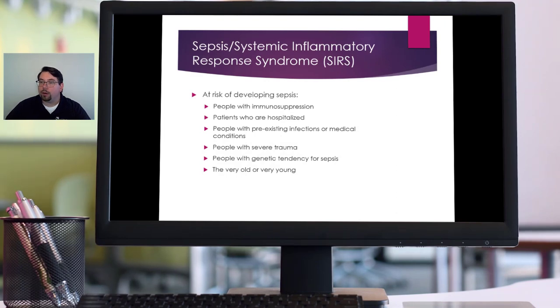We know that there are patients who are more at risk for developing sepsis. This is patients with immunosuppression. They may be on immunosuppressive drugs, or they're in an immunosuppressive state. Patients who are hospitalized are at higher risk for this. We know that if they have pre-existing infections or other pre-existing medical conditions, they are at a higher risk. Severe trauma patients, especially if they're breaking open any skin. And then the very old, along with the very young. And there are also, believe it or not, those that are more genetically likely. They have a higher tendency for sepsis than others.